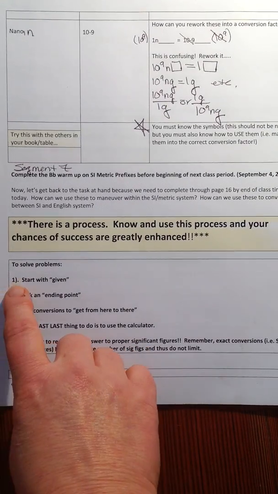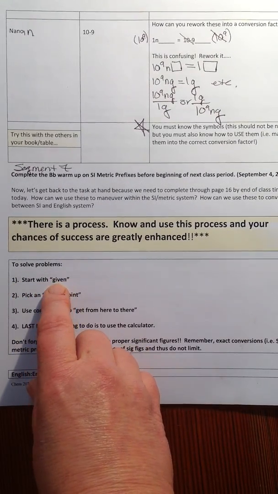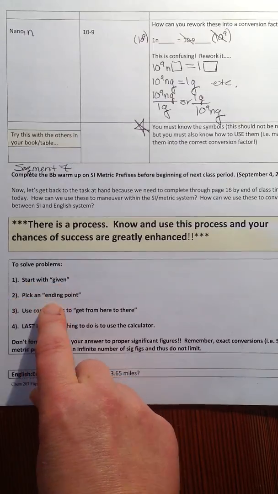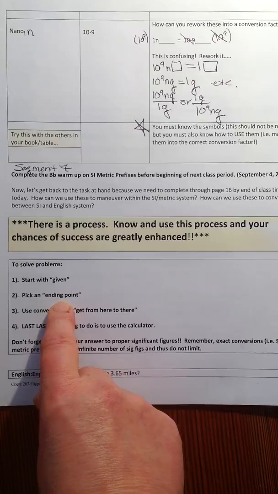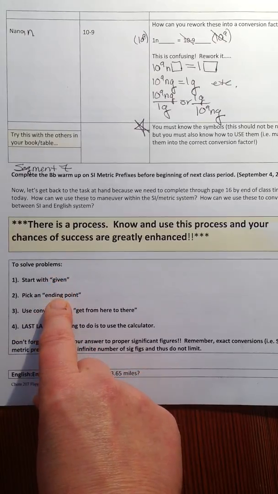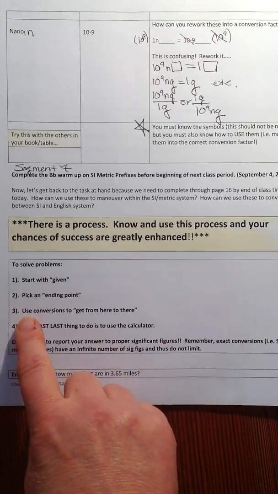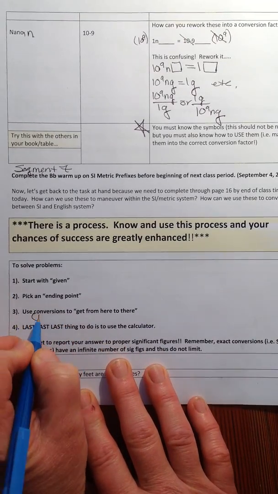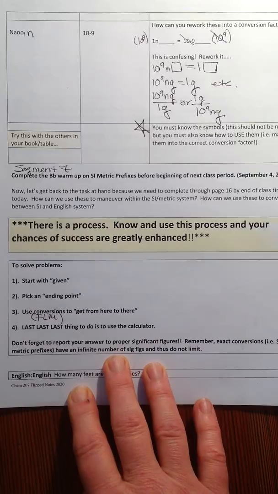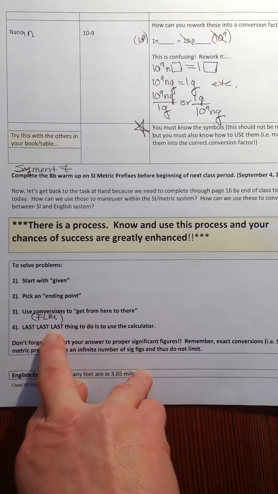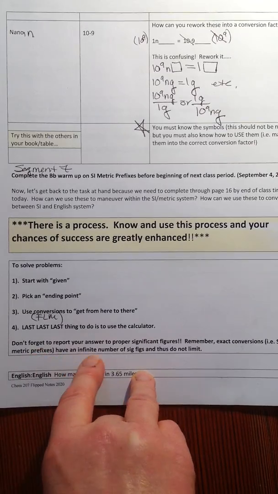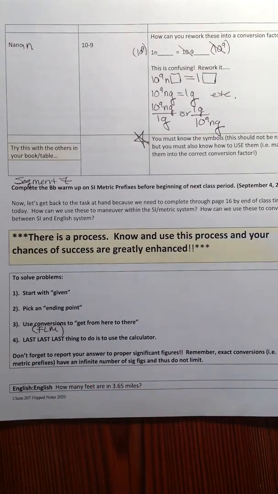Step number 1, start with a given. The problems always get harder, not easier. Pick an ending place. Pick where you want to start, where you want to end up. Look at the units to use conversion factors to get from here to there. That's what we're going to call factor label method or dimensional analysis. And the very last thing you do is to actually use the calculator. Don't forget to report your answer to the proper sig figs.